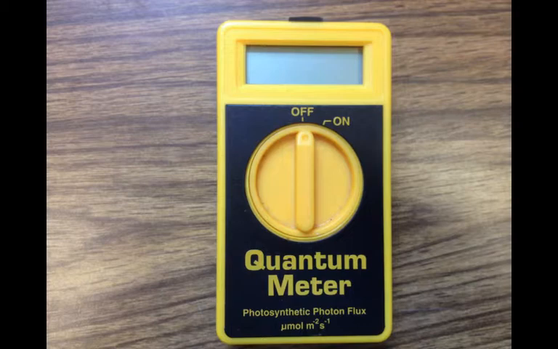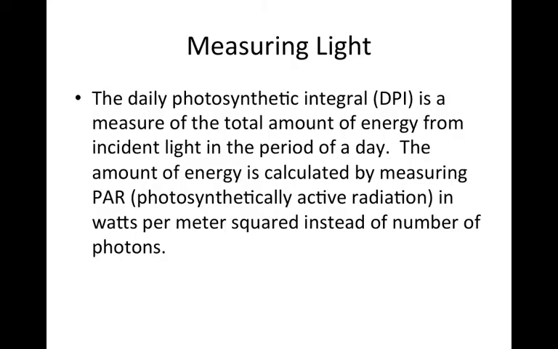This is a photo of a light meter, and as you can see at the very bottom, it has micromoles per meter squared per second. The daily photosynthetic integral, or DPI for short, is a measure of the total amount of energy from incident light in the period of a day. The amount of energy is calculated by measuring the PAR, or photosynthetically active radiation, in watts per meter squared instead of the number of photons.